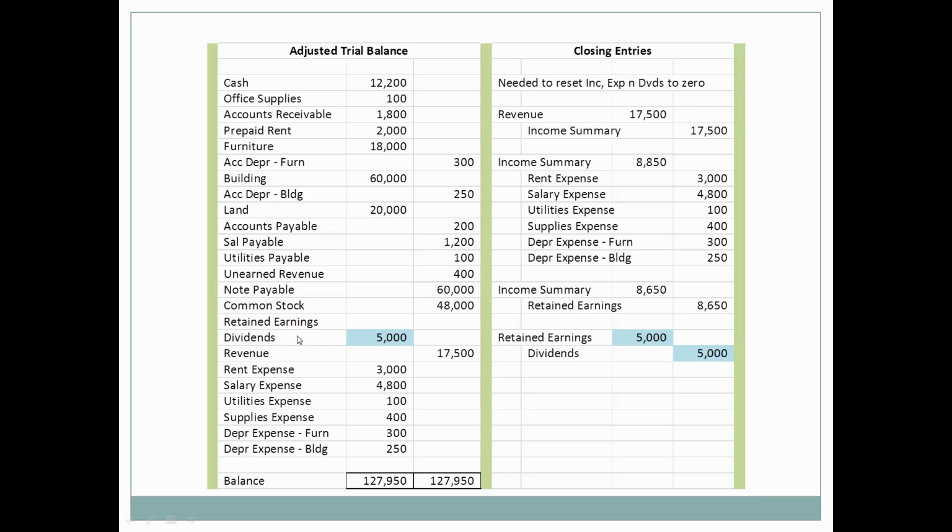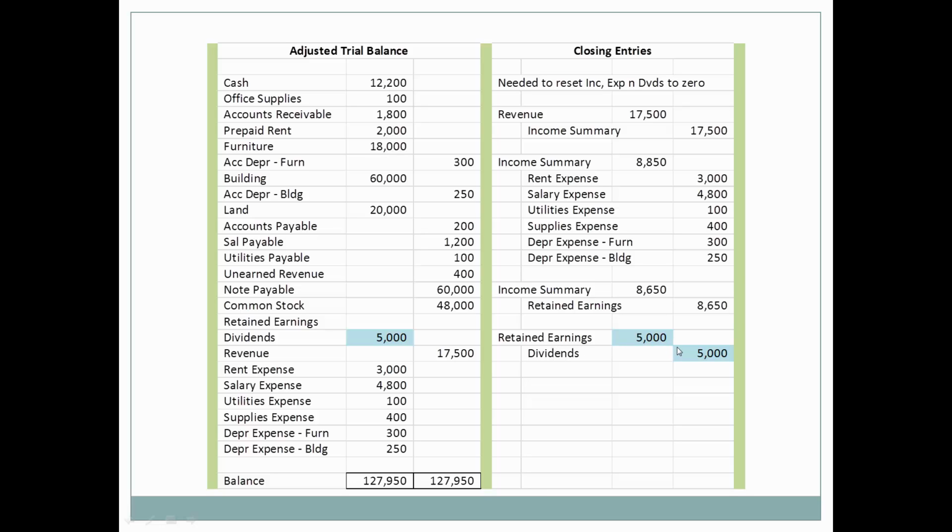Next, we want to close out the dividend account. So we closed out the revenue and the expense accounts. Now we want to close out the dividends account, and we're going to also close that out to retained earnings. Now, if you look at this, this is beginning to look a lot like the pieces of the statement of retained earnings. So here we have retained earnings.